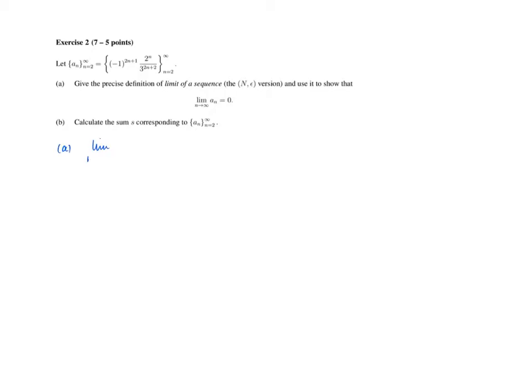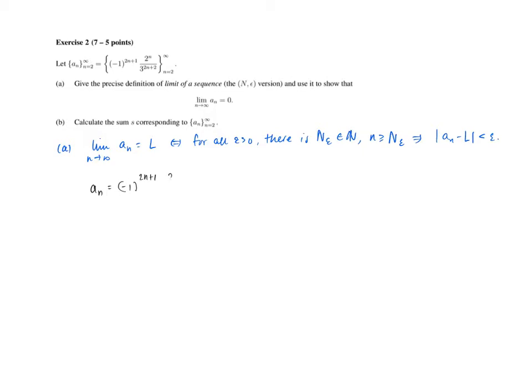Question A, the precise definition of a limit of a sequence an. So the limit of n to infinity of an is L, which means exactly that for all epsilon larger than 0 there must be an n epsilon, a natural number n epsilon, such that if we take a higher index than n epsilon, then for this index the absolute value of an minus L is smaller than epsilon.